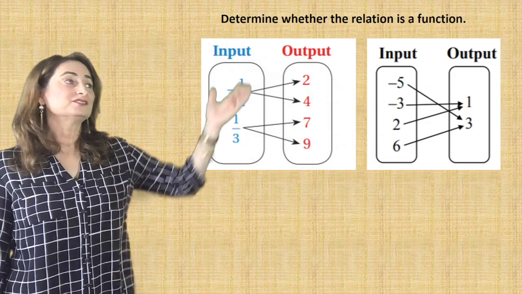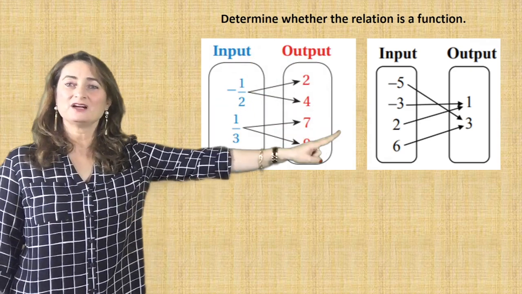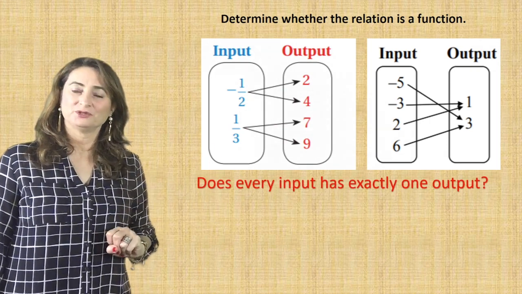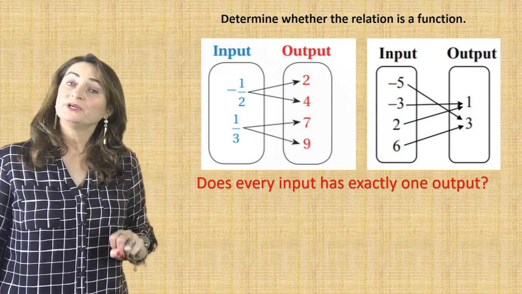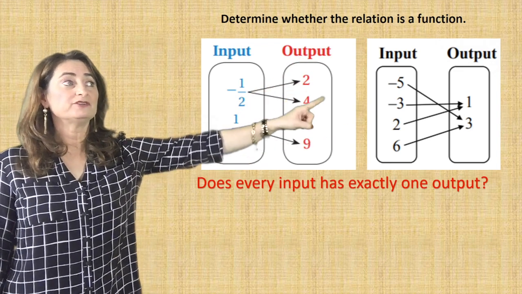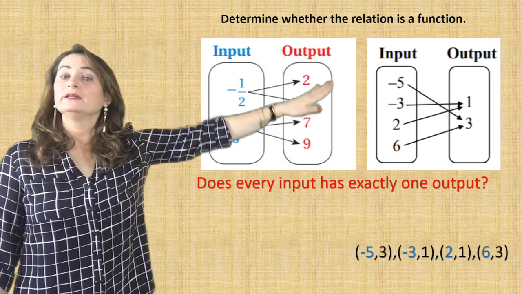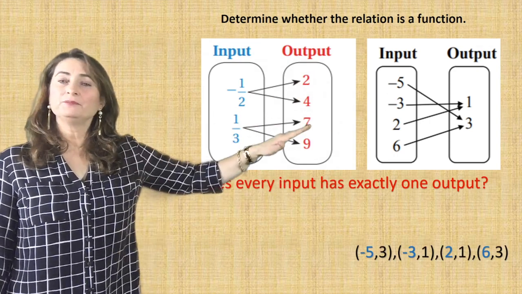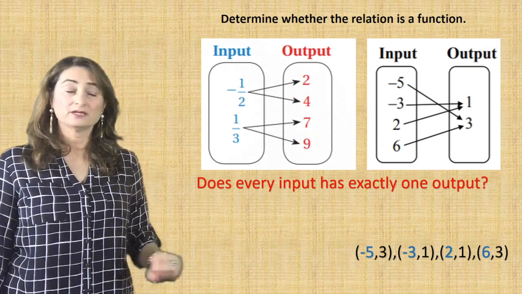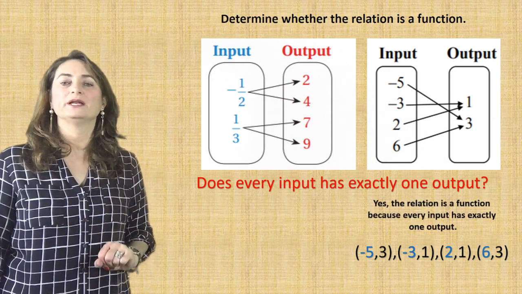Now let's practice determining whether the relation is a function using these two examples. Let's start with the first one. You always ask yourself, does every input have exactly one output? -5 is paired with 3, -3 is paired with 1, 2 is paired with 1, and 6 is paired with 3. None of the inputs is repeated, and every input has exactly one output, and I can prove it using the ordered pairs. So yes, the relation is a function because every input has exactly one output.